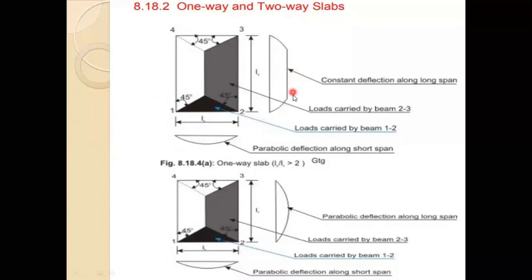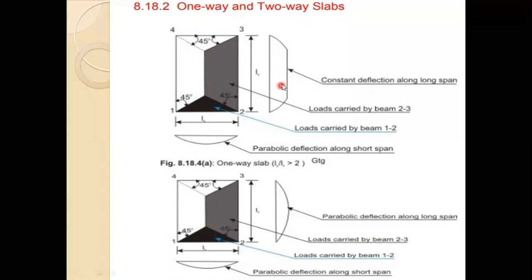Okay, this remains constant throughout. If you see from the bottom, it is increasing up to a certain limit, and then it will remain constant. From the right-hand side also it is increasing. From the top also it is increasing, and after this point it remains constant. Okay, so this is the deflection in the longer span.